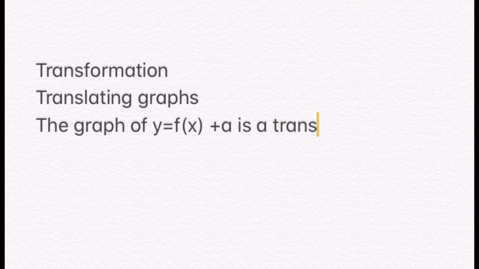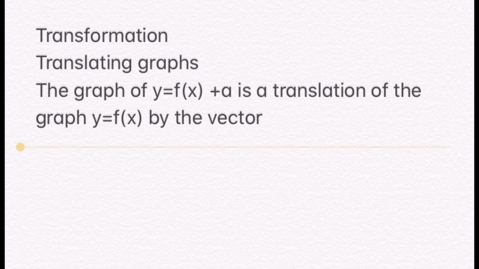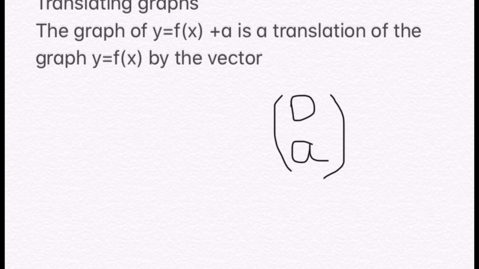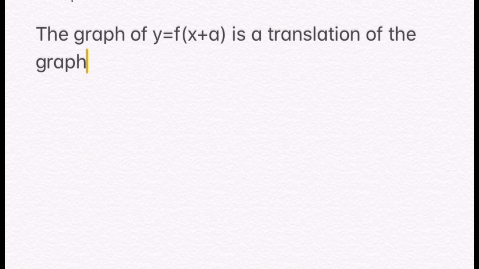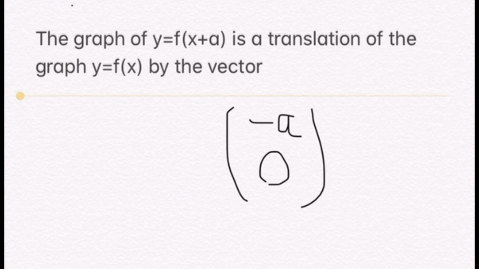The first thing that we're going to look at is translation. Adding or subtracting a constant outside the function translates a graph vertically. However, adding or subtracting a constant inside the function translates the graph horizontally. But this does the opposite. Let's see what I mean. If a is positive and a is added inside the bracket, the graph is going to move a to the left. And this can be represented by this vector.